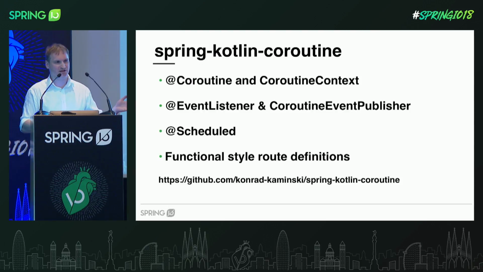We have this event listener and coroutine event publisher, which allows you to publish and receive events asynchronously. There is support for the scheduled annotation, which allows you to have a suspending function which is invoked at some specific point in time or at some fixed rate. And there is also a thing called functional style route definitions. It allows you to specify your web endpoints in a more functional way, and suspending functions are supported there also.